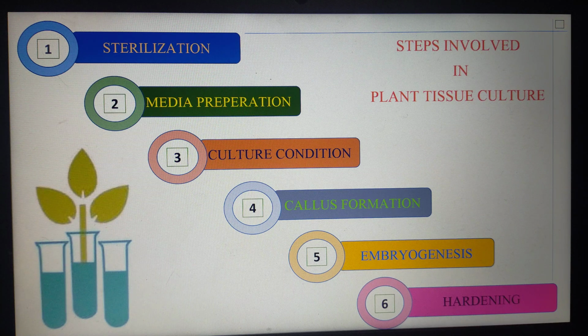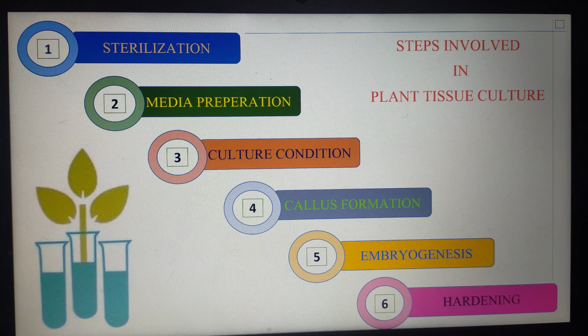First is sterilization. The second step is preparation of media. The third one is culture conditioning. The fourth one is callus formation. The next is embryogenesis and organogenesis. And the final one is hardening. So these are the 6 basic steps which have to be followed in plant tissue culture, right? We will study them one by one in the next video.